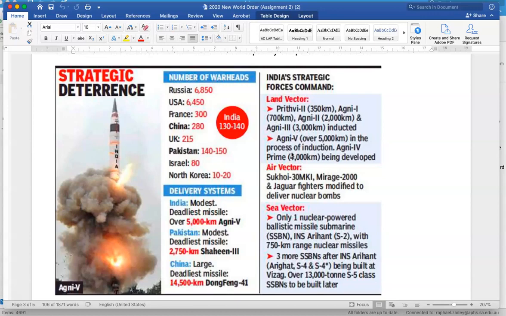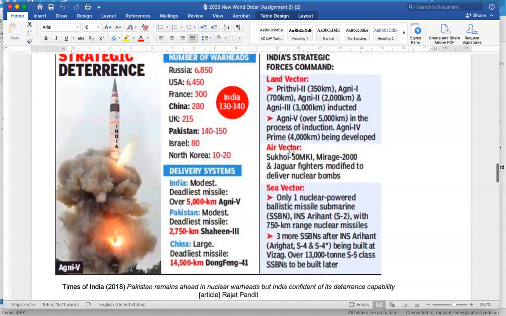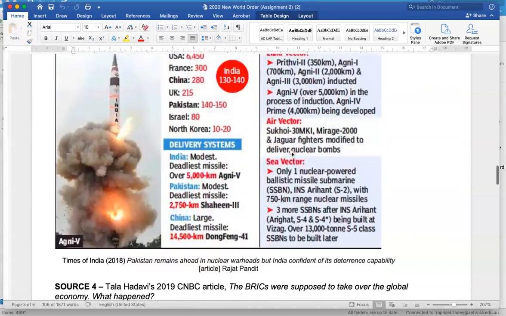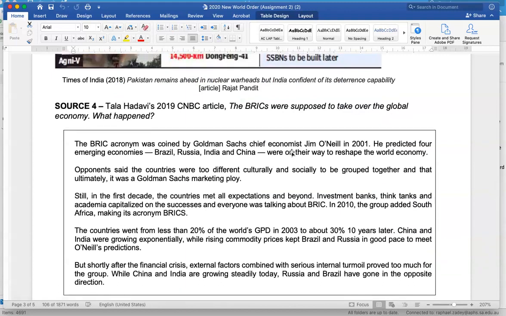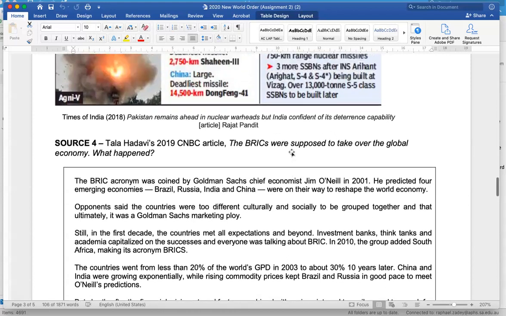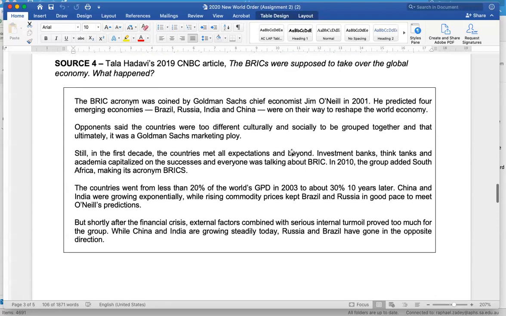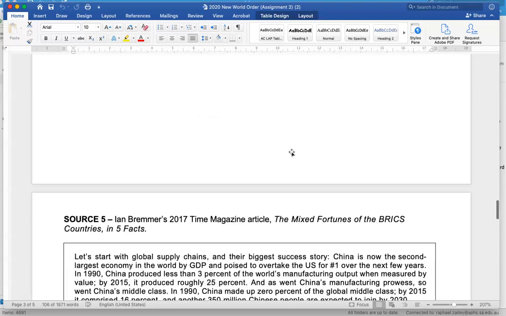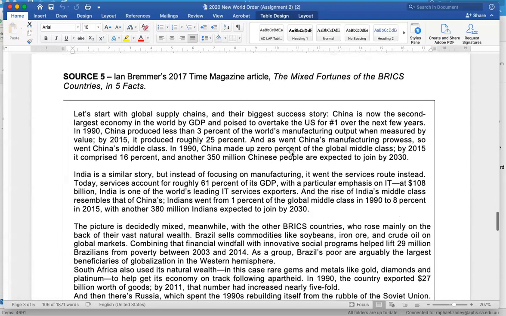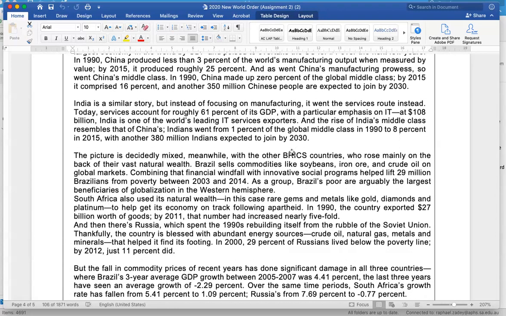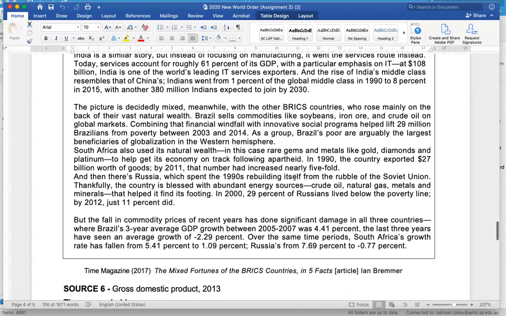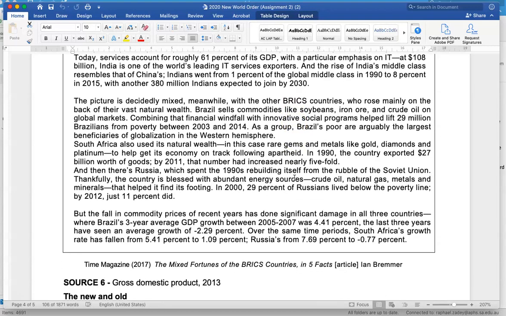Sources 4, 5 and 6, starting with the infographic and moving on to the 2 articles, talk about economic growth, increased economic power for some countries, which means that they are coming together. But at the same time, the sources also point to the fact that these countries are still splitting amongst themselves and that poverty remains an issue.